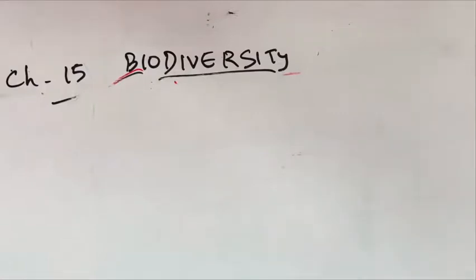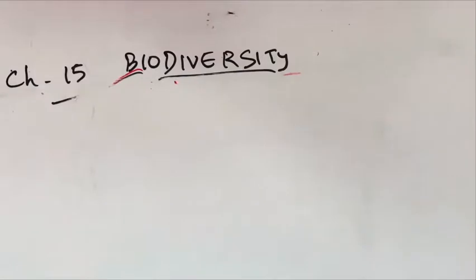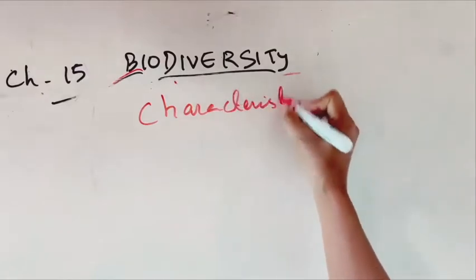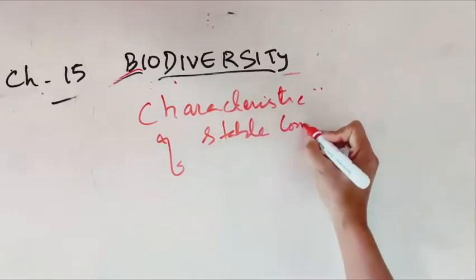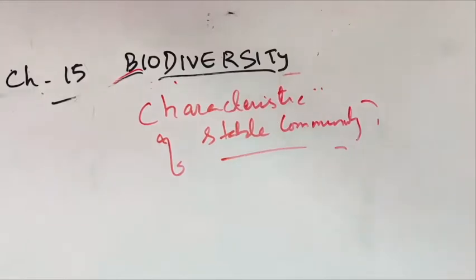Next, the importance of species to the community and biodiversity. They should have a stable community. So what type of stable community do we need so that the biodiversity can be more? What are the characteristics of a stable community? In order to have a rich biodiversity, you need a stable community. So what do they need to have? First, there should not be too much change or difference in productivity.